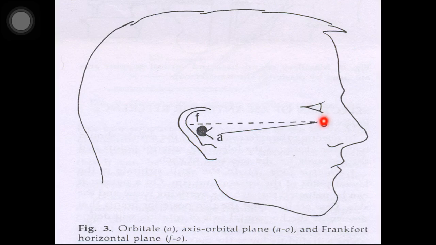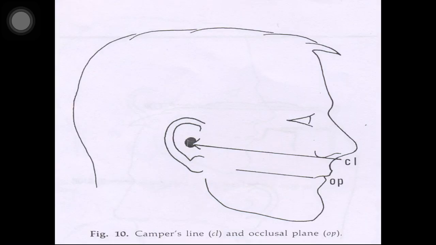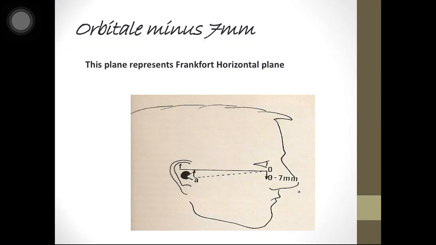This is the anterior and this is the posterior reference point. Or we can also use nasion. Camper's line can also be used.